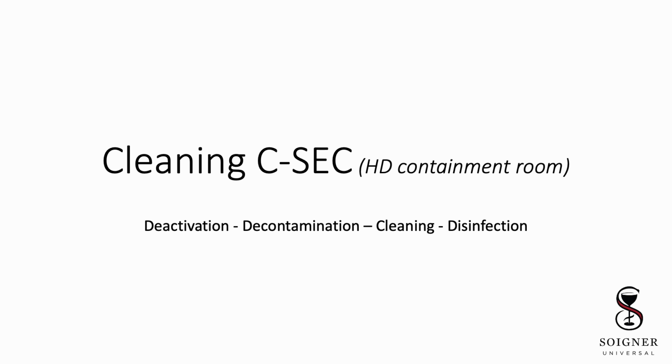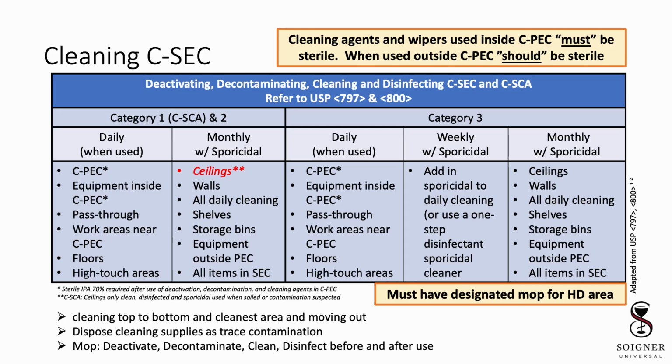Now that we understand the technique and frequency to decontaminate and clean a C-PEC, we will review the technique and frequency for cleaning containment secondary engineering controls, or CSECs. All areas where hazardous drugs are handled must be deactivated, decontaminated, and cleaned. And for sterile compounding, must also be disinfected. For cleaning and disinfection of a CSEC for sterile compounding of hazardous drugs, we refer back to the discussions on USP 797 from our previous modules.